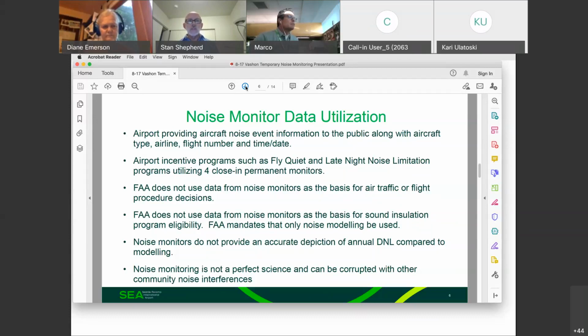We also use it at SeaTac Airport through a couple of programs that we have. One is called the Fly Quiet program, where we're encouraging airlines to maintain our noise abatement procedures, flying quiet over close-in noise monitors, and abiding by our engine testing rules and regulations. We also have another newer program, which was initiated last year, called the Late Night Noise Limitation Program, where we have during the nighttime hours of midnight to 5 a.m.